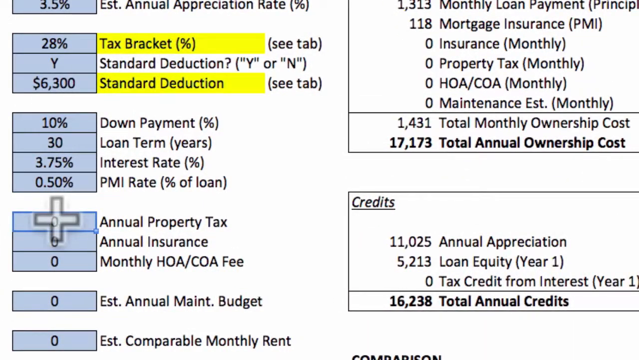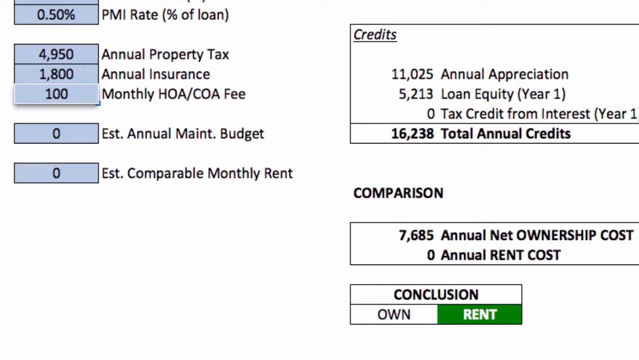The annual property tax in this particular case was $4,950 per year. The insurance on this house, I'm going to estimate at about $1,800 per year. Our HOA fee on this house is going to be $100 per month. Keep in mind that if you're in a townhome or a condo, you're going to have a much higher HOA or condo fee. I've seen them as low as $200, as high as $800-900 per month. And that's going to play against owning the house.